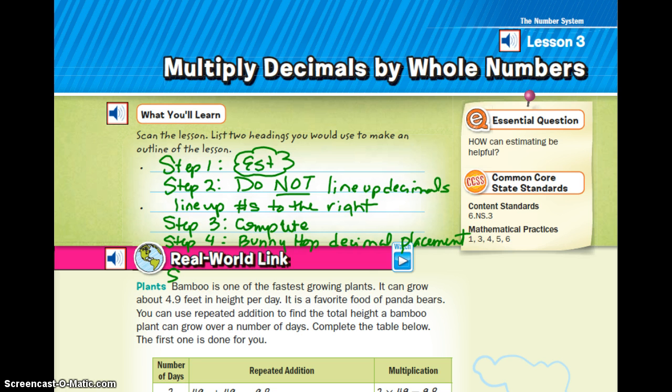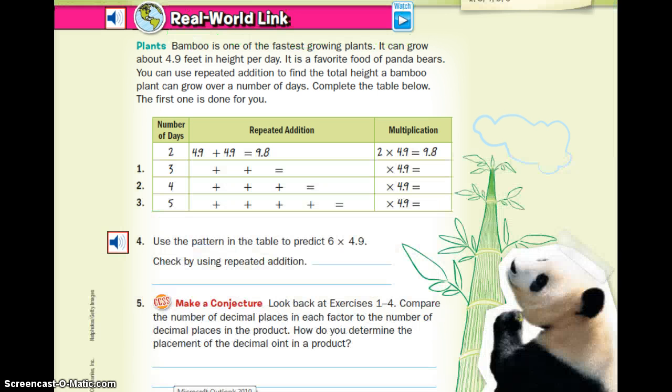And the last step, step 5. Compare estimate with answer. Okay, all right, let's look at the real world problem. Bamboo is one of the fastest growing plants. It grows about 4.9 feet in height per day.